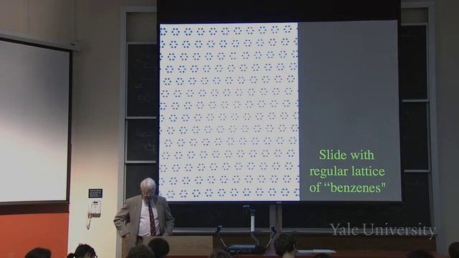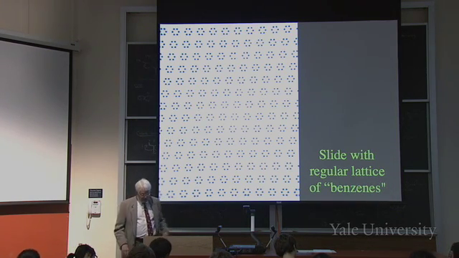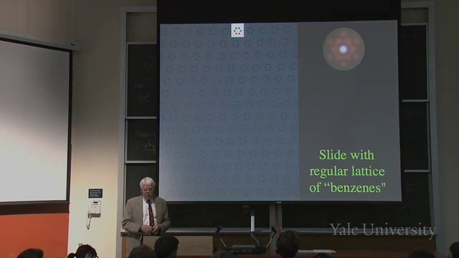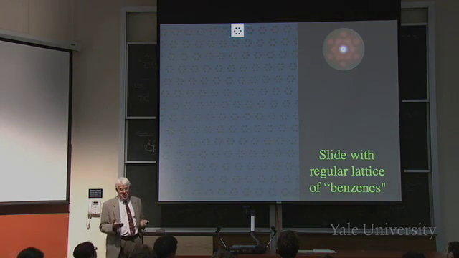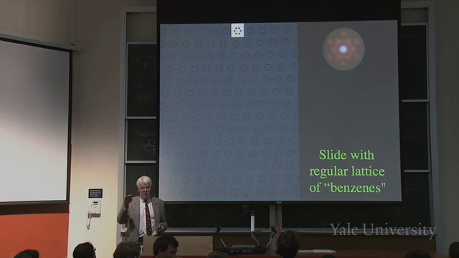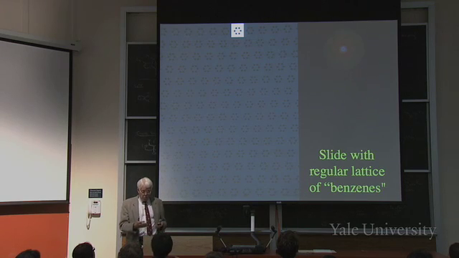Now, when you take a slide with a regular lattice of these benzenes, remember, if you took just one, you get this snowflake pattern. If you take a whole row across the top, like that. Oh, pardon me, I meant to say that one will be very weak. You can hardly see it. What you need is a bunch of them to cooperate to see something that you can see.